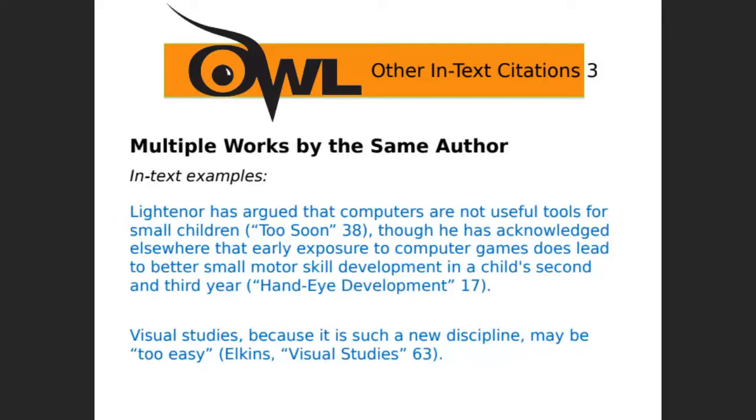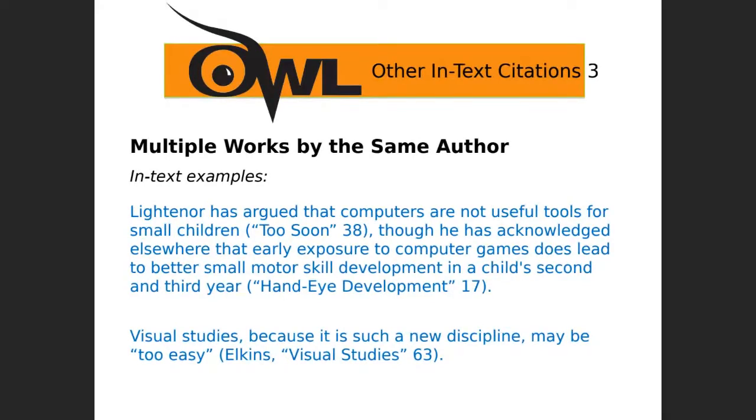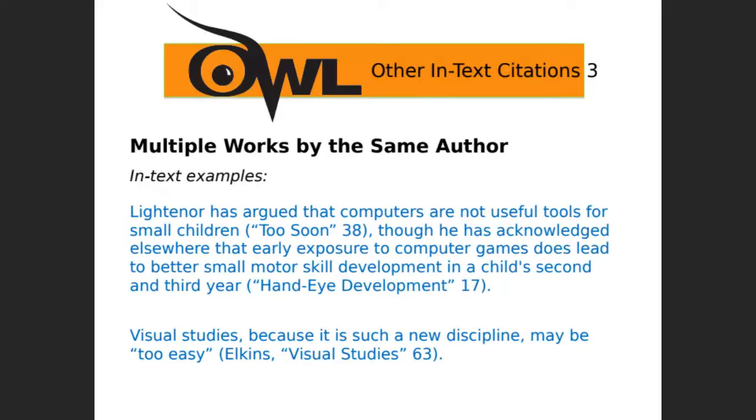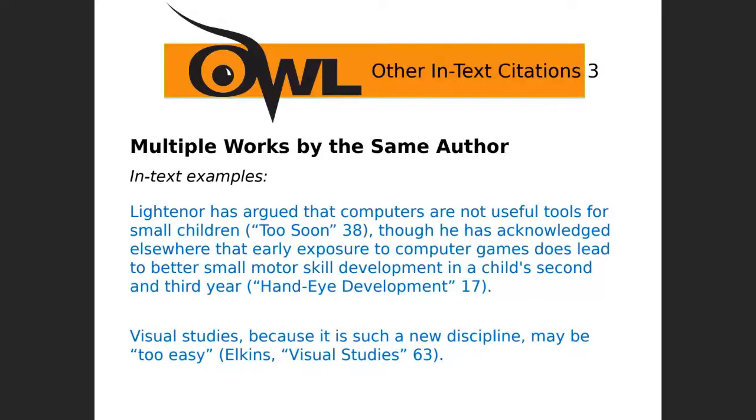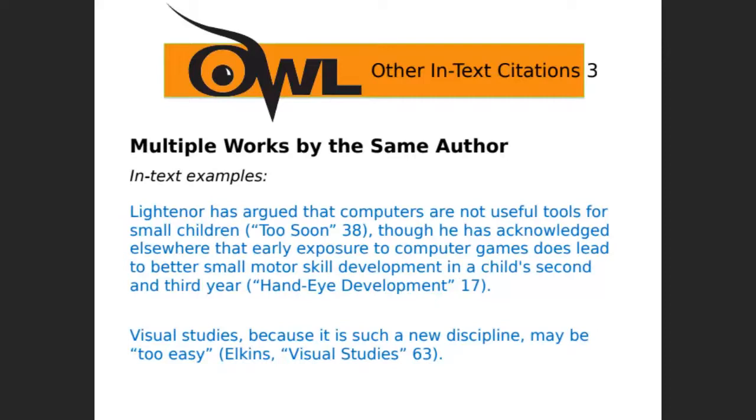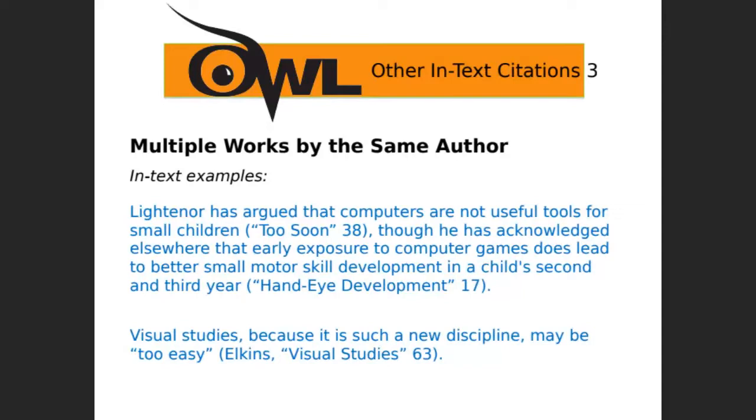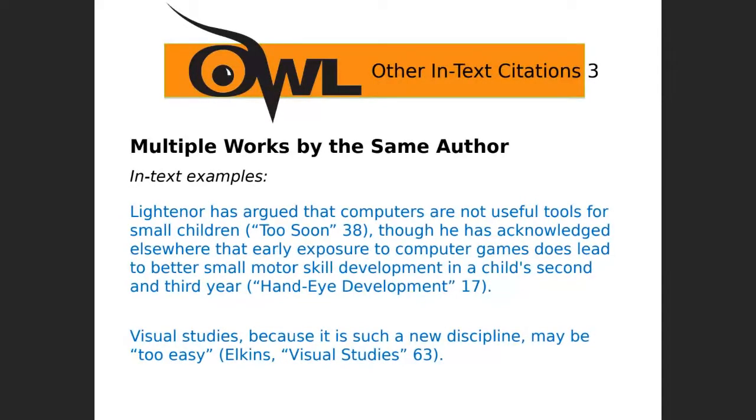Other in-text citations. For this one, we see some examples where we do not know the authors. And then here, visual studies, we know the authors, but there are multiple works, so we put the page number, and that's what's going on here. We didn't specify an Elkins down here, so we put Elkins and then visual studies 63. So you want to be specifying if you have several different ones. We were kind of talking about that earlier.